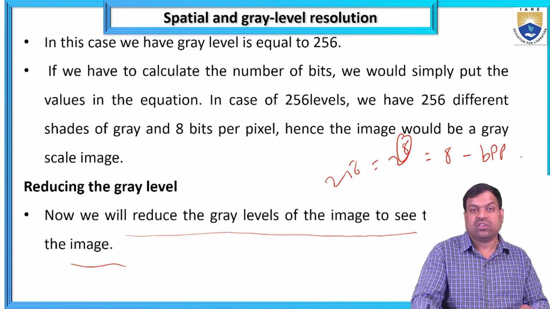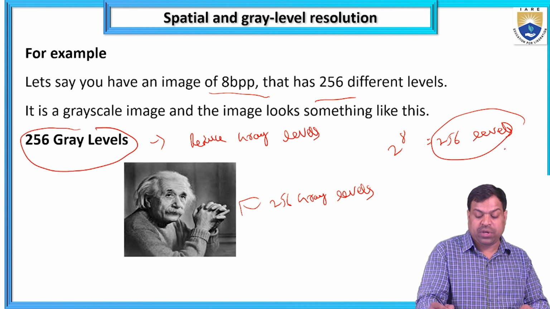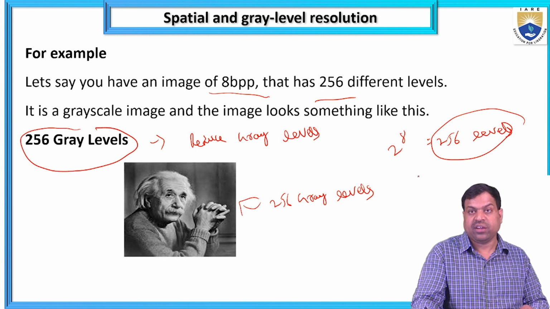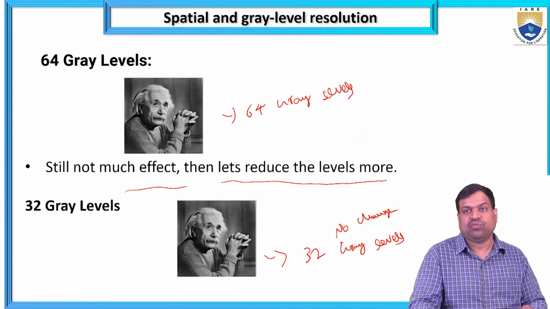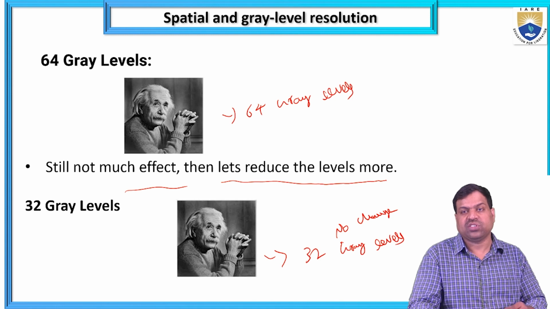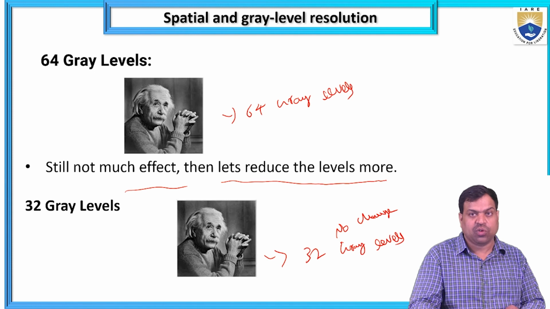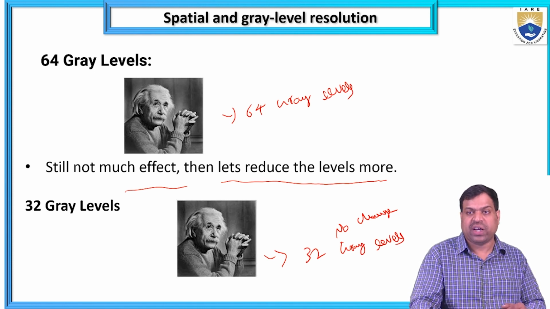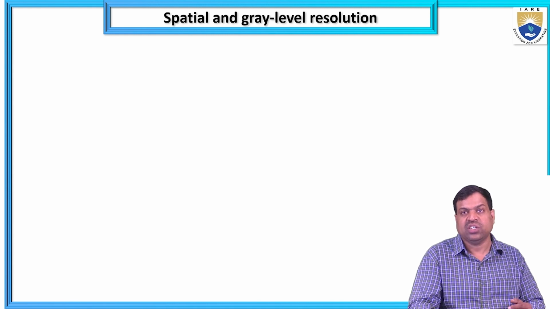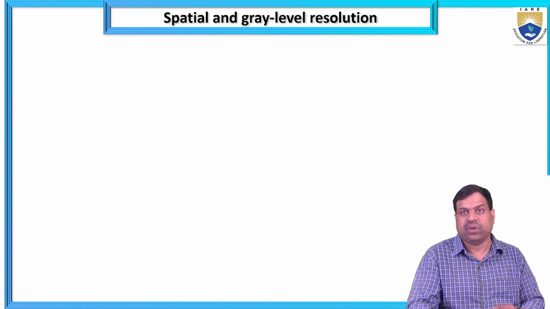Suppose here I am taking 256 gray levels, that is 8 bpp. There is no change. Here I am taking 128, so the bpp will be changed, but there is no change in the image. With 64, the bpp value will be changed, but there is no change in the image. If I take 32 gray levels, still there is no change in the image. So even if I change the bpp value, there is no change in the image. That is the advantage of applying sampling and quantization in the gray level resolution.